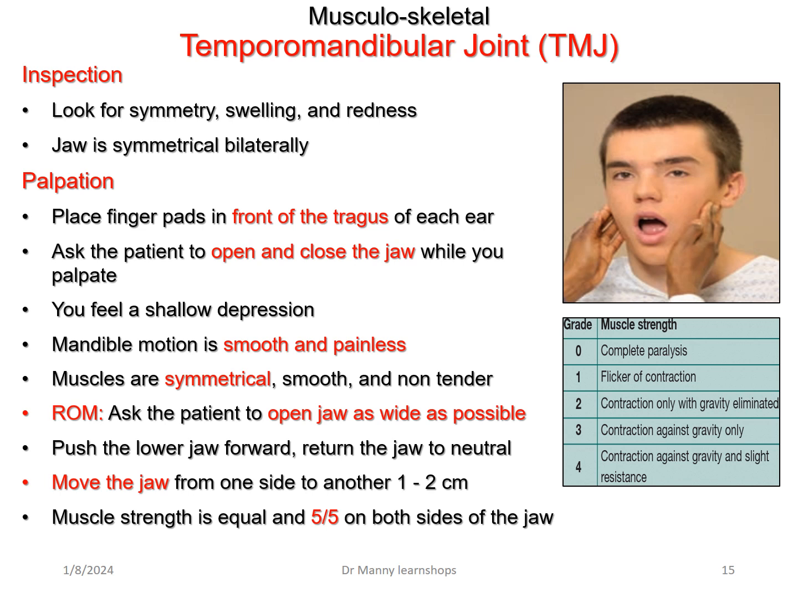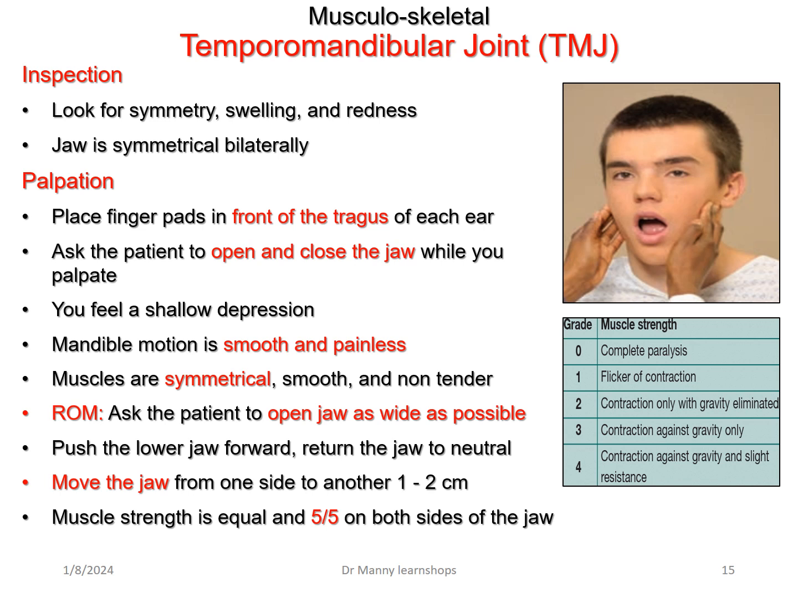When it comes to assessing or inspecting and palpating the temporomandibular joint, when you inspect, you look for jaw symmetry, any swelling, any redness, and really you want to make sure that the jaw is symmetrical bilaterally. Now, palpation, you place the finger pads in the front of the tragus of each ear, as indicated by the diagram. You ask the patient to open and close their jaw while you palpate. You feel a shallow depression. The mandible motion is smooth and painless. The muscles are symmetrical, smooth and non-tender.